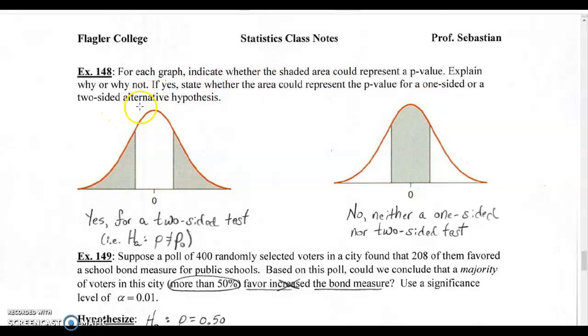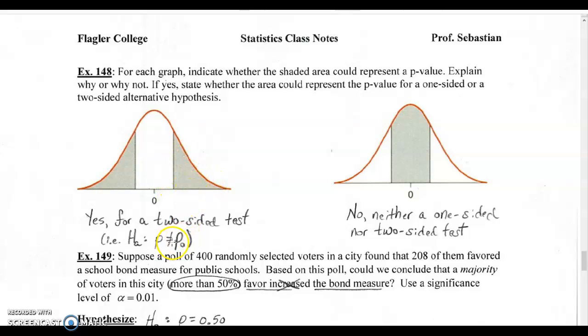a two-sided alternative hypothesis. So yes, these shaded areas could represent the p-value for a two-sided test, in other words, where the alternative hypothesis is p is not equal to p naught. Why is that? Because the p-value is the probability of getting your test statistic or one more extreme. So say your test statistic was right here, your z-stat. The probability of getting that value or one more extreme is this area in the right tail.